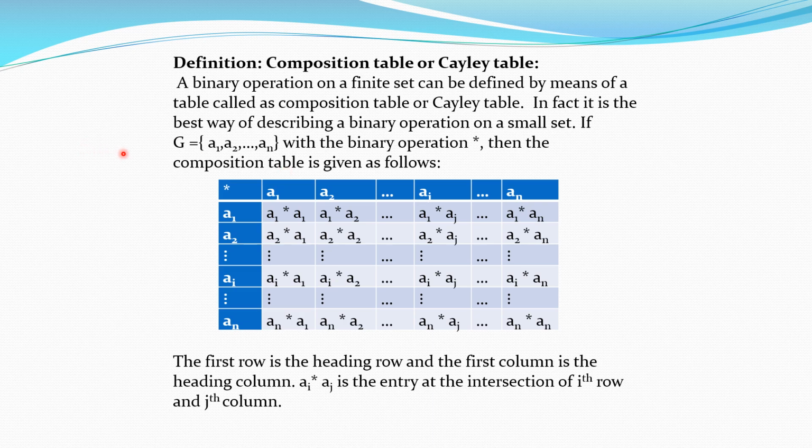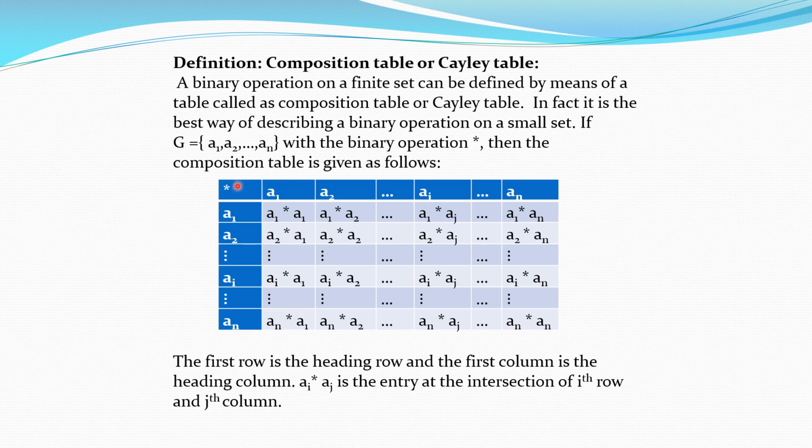All the elements of G we write as the first row: a1, a2, a3 up to an. Similarly, we write the first column as all members of G: a1, a2, ..., an. And at the intersection, we write the binary operation defined on G. Now, to check for binary operation, we need to find ai star aj for all i and j. Here, whatever is the answer of a1 star a1, we write it here.